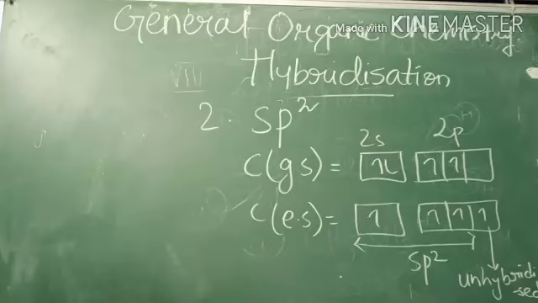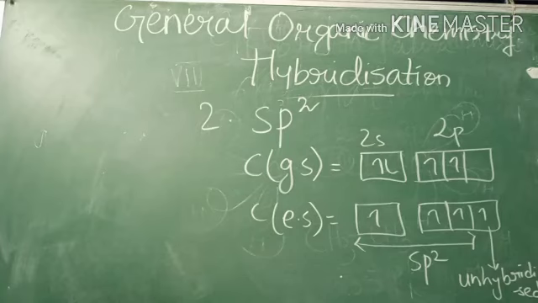Here we can see that in the ground state, as in the previous one, there are 4 electrons: 2 in 2s and 2 in 2p. In the excited state there are single electrons in 1 s and 3 p orbitals. But while taking part in bonding we can observe that only 1 electron from s and 2 electrons from p are taking part, leaving behind 1 electron in the last p orbital, which is the unhybridized electron. That is why we say it is sp2, because one s and 2 p orbitals are taking part and one orbital remains unhybridized.